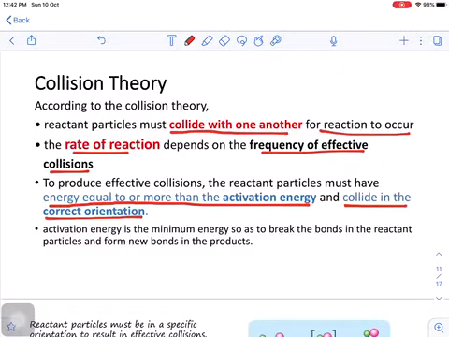Setiap pelanggaran produce energy, and energy must be equal or more than activation energy. So activation energy is the minimum energy so as to break bonds in the reactant particles to form new bonds in the product. So kita kena atasi activation energy. Energy daripada pelanggaran tu mesti sama atau lebih besar.